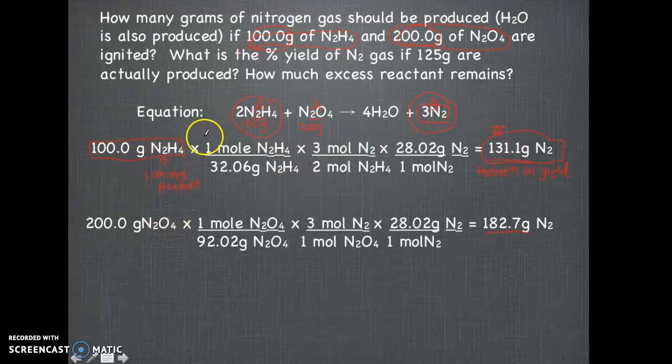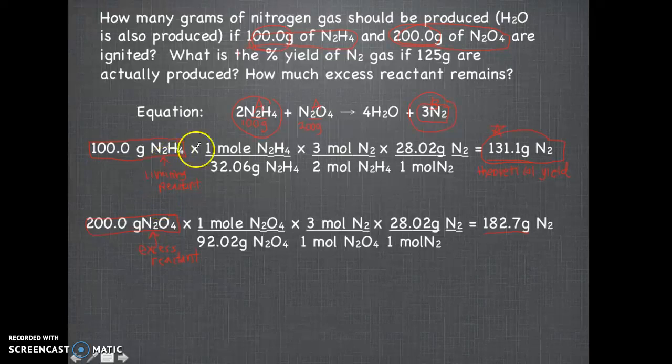This means that the N2O4 that we have down right here, if we're able to use 200 grams of the N2O4, we were told that based on the stoichiometry, we could actually make 183 grams of the nitrogen here. So the N2O4 is our excess reactant. It's the one that we have too much of. And unfortunately, we can't make 183 grams of nitrogen because the N2H4 is going to run out first.